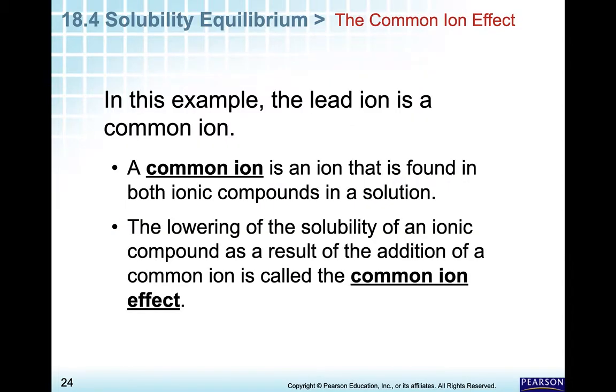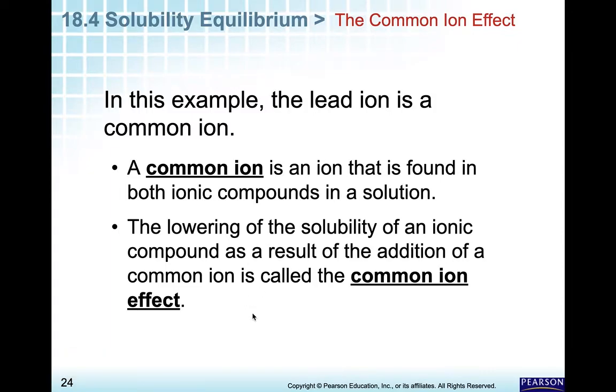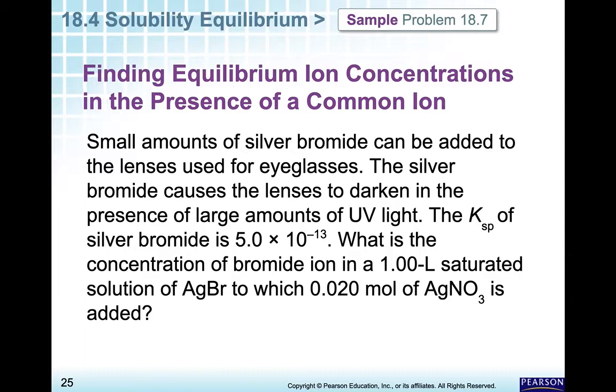So in this example, the lead was our common ion. It just means it's an ion found in both compounds in the solution. And it acts to lower the solubility of one of the ionic compounds, and that's called the common ion effect. The solubility decreases when we have common ions. Let's try another example.